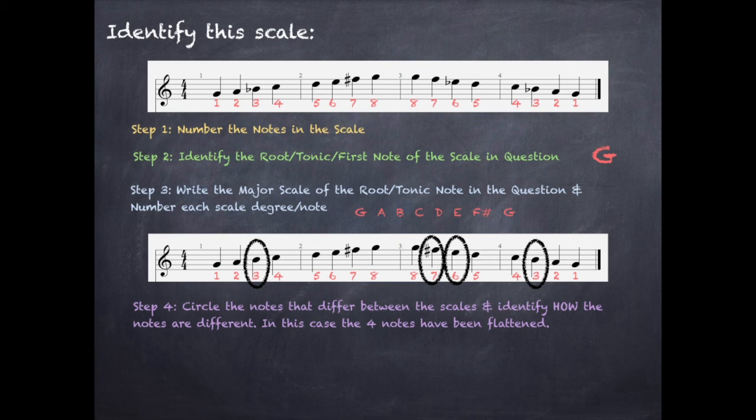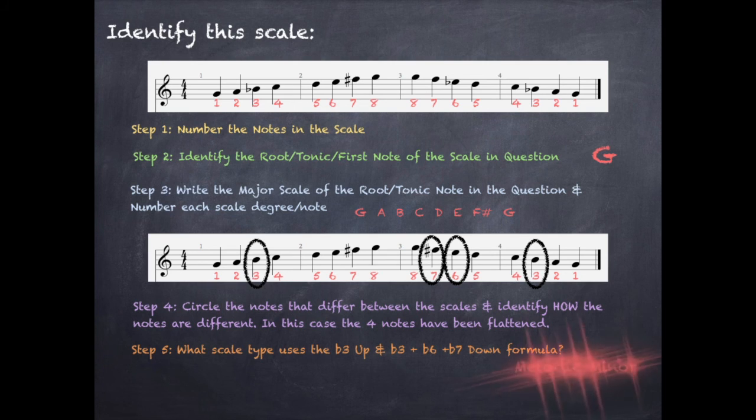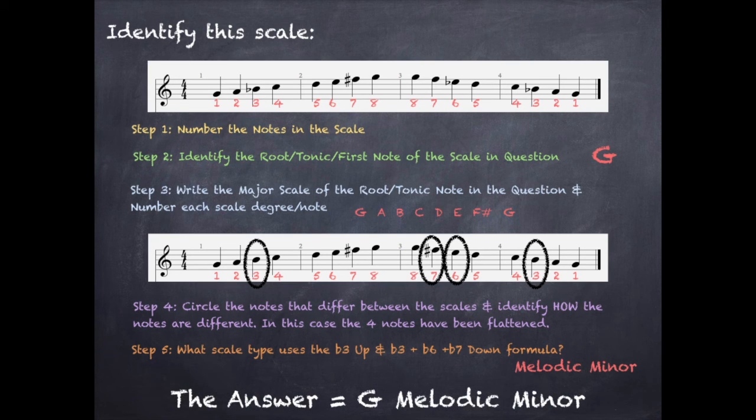So, we ask ourselves what scale type uses the flat 3, flat 6, flat 7 formula on the way down and flat 3 formula on the way up. The answer is melodic minor. So when we combine step 2 and step 5 together, we find that the scale is a G melodic minor.